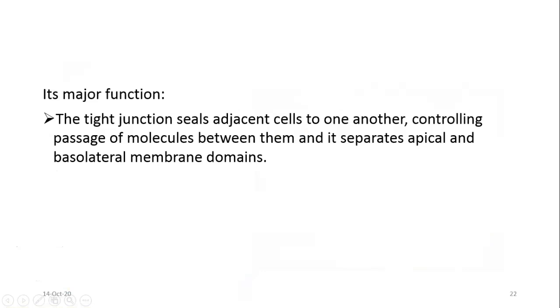The major function of the tight junction is that it seals the adjacent cells to one another, controlling the passage of molecules between them, and it separates the apical and basolateral membrane domains.